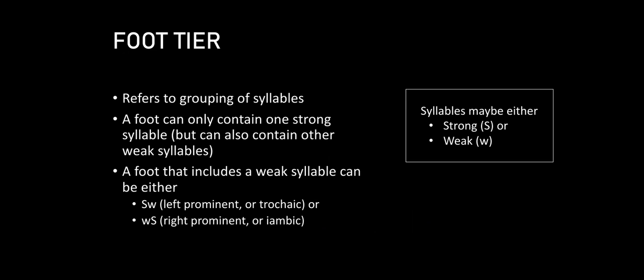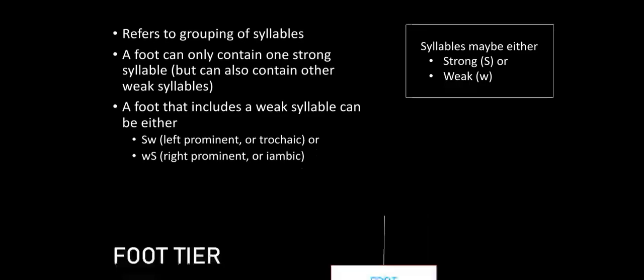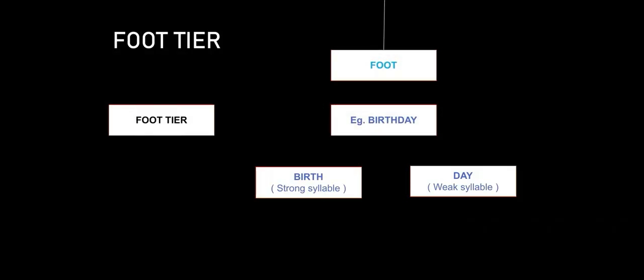A foot that has a weak syllable can either be strong first, in which case it is called left prominent or trochaic, or weak first and is called right prominent or iambic. In the word birthday, birth is the strong syllable and day is the weak syllable, and together they form a foot. And since the strong syllable comes first, it is a left prominent foot.